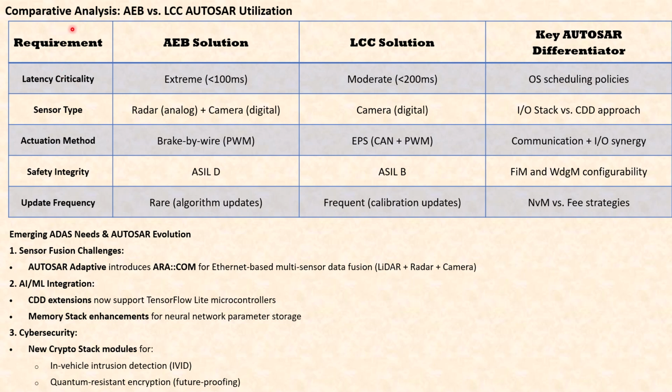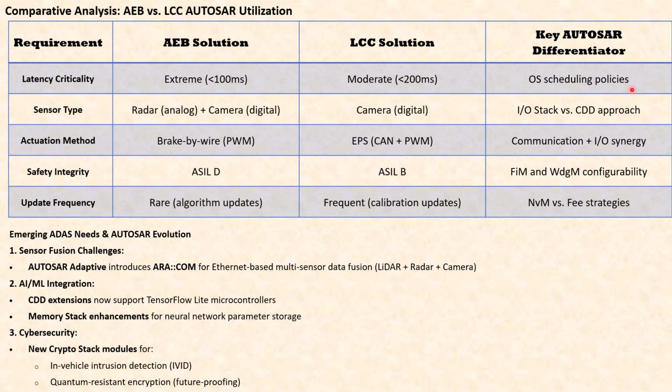Now let's have a brief comparative analysis of Automatic Emergency Braking versus Lane Centering Control AUTOSAR utilization. When it comes to latency criticality, the AEB solution has a very extreme 100 milliseconds latency requirement. But LCC is slightly more moderate because it is not exactly a fatality-critical functionality. And what is the key AUTOSAR differentiator?